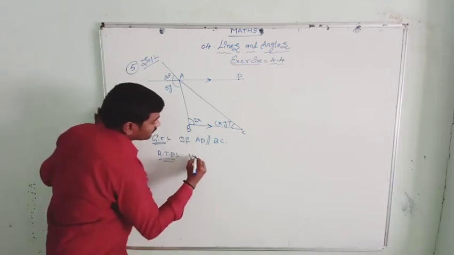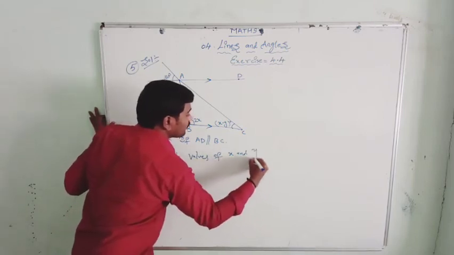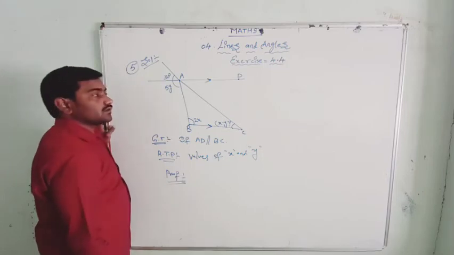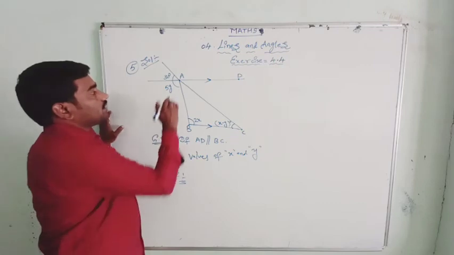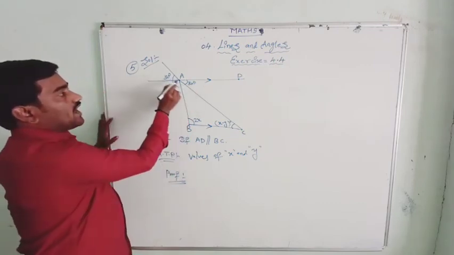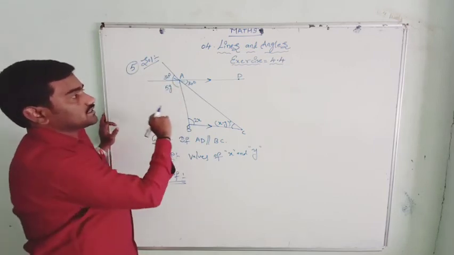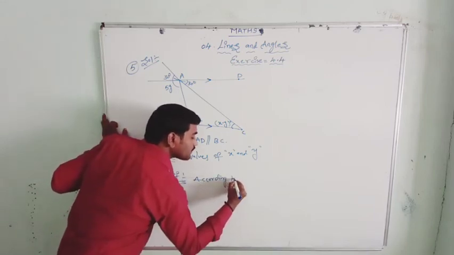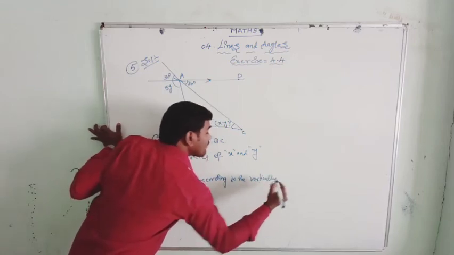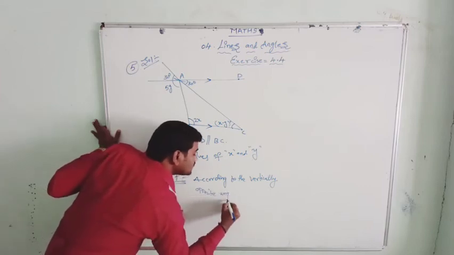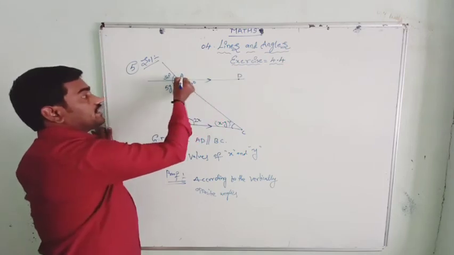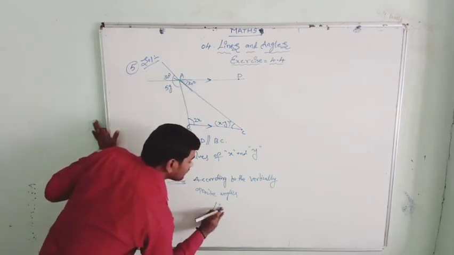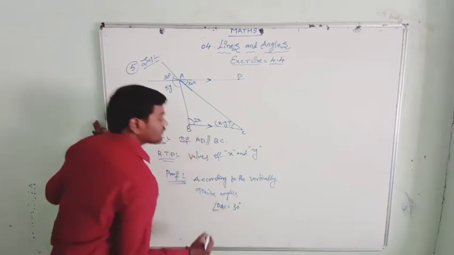Now RTP: we need to find the values of x and y. Let's go for the proof. Here, according to vertically opposite angles, these two angles are equal. So angle DAC, this angle D to A to C, according to the vertically opposite angles condition, is equal to 30 degrees. So this became 30 degrees now.